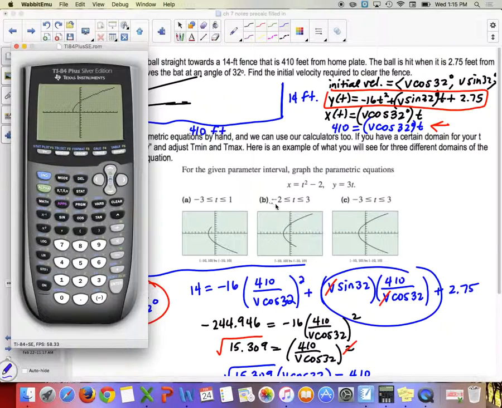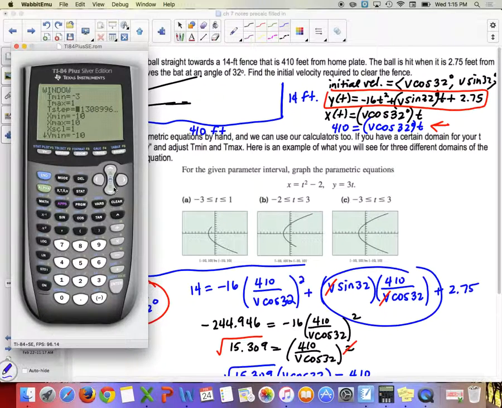Now for A, B, and C, it has portions of that, but it actually goes below the axis. It's using t values that are negative as well. So what we would do is go to window, and we'd have t min is -3, and t max is 1.